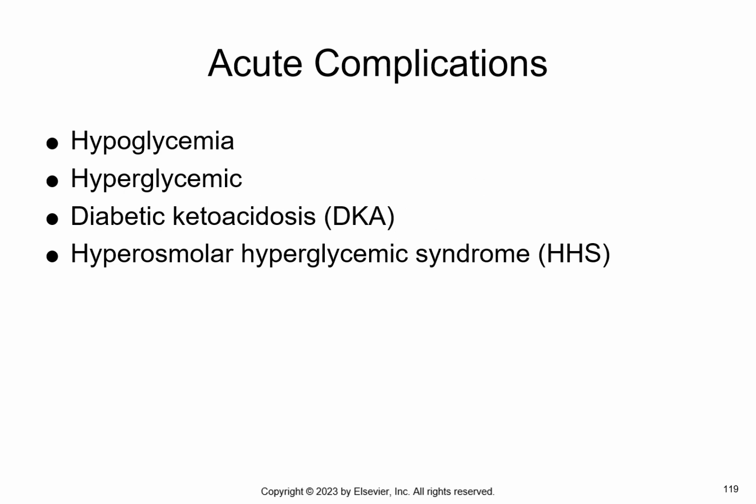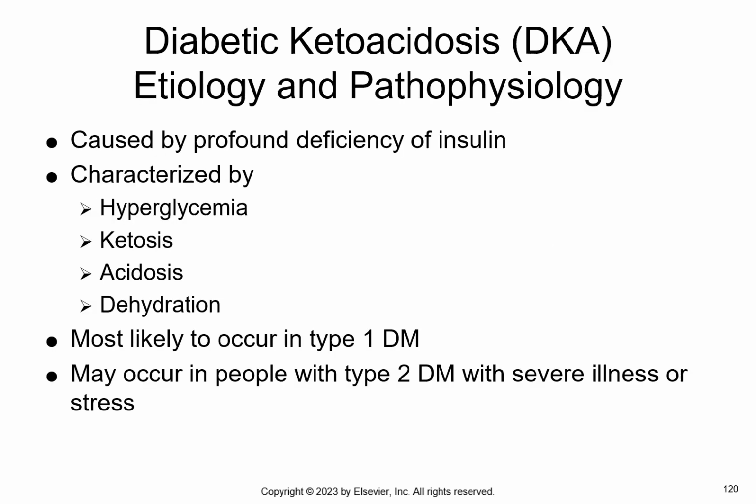So let us begin. Our situations are hypoglycemia, hyperglycemia, diabetic ketoacidosis, and hyperosmolar hyperglycemic syndrome, or HHS. So we're going to look at diabetic ketoacidosis.